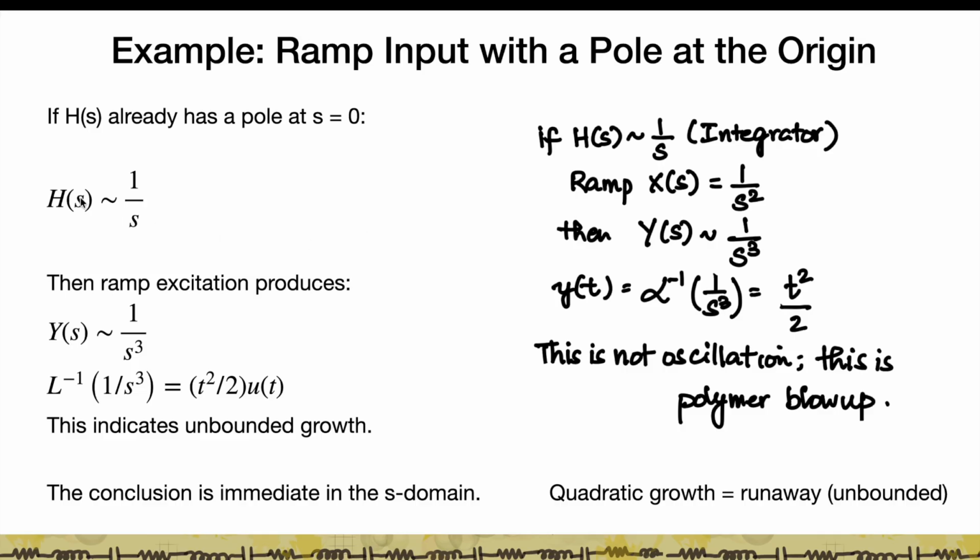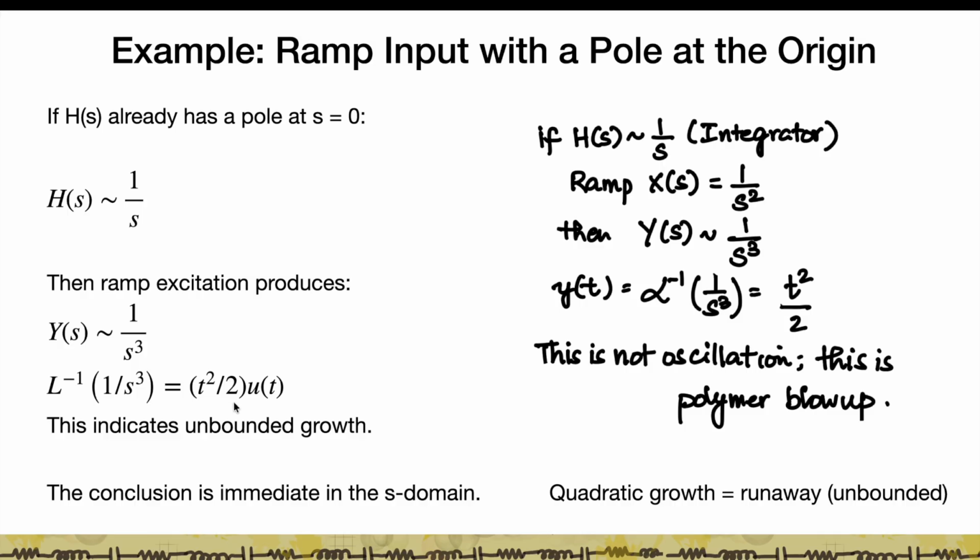If H(s) already has a pole at the origin, meaning the system behaves like 1/s at low frequency, and you multiply by 1/s² of the ramp function, you get Y(s) equal to 1/s³. Now the inverse Laplace of 1/s³ is t²/2. That's quadratic growth. It is unbounded and it accelerates upwards. So the conclusion is immediate. Ramp plus an integrator-like system can lead to runaway polynomial growth in the output.